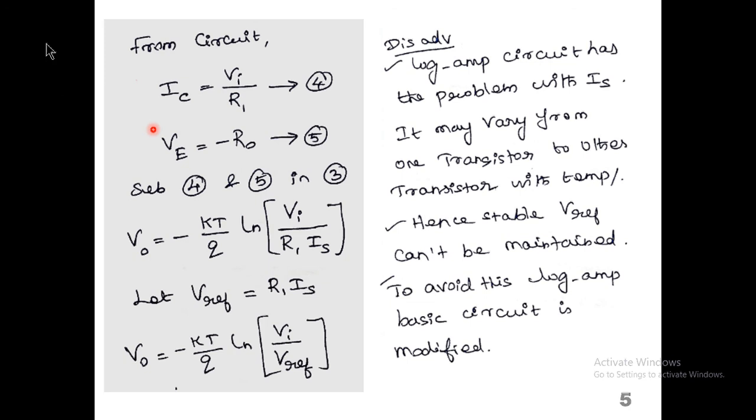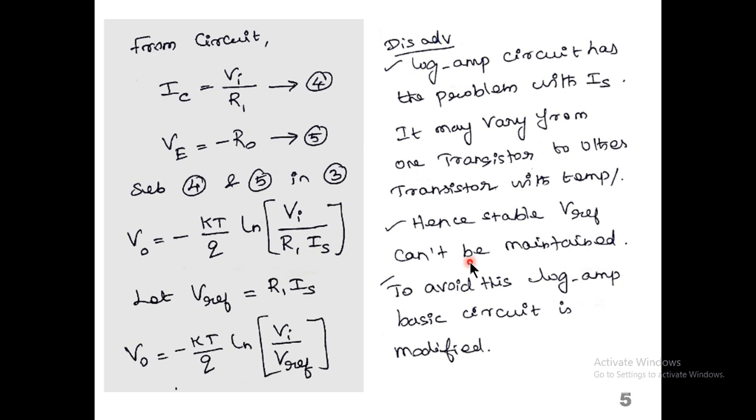From the circuit, we know that the collector current equals VI by R1, equation number 4. The emitter voltage equals minus V0, equation number 5. By substituting 4 and 5 in equation number 3, we get the output voltage, minus KT divided by Q ln of input voltage divided by reference voltage. The disadvantage of the logarithmic amplifier is that the circuit has a problem with saturation current. It may vary from one transistor to another with temperature, hence a stable reference voltage cannot be maintained.